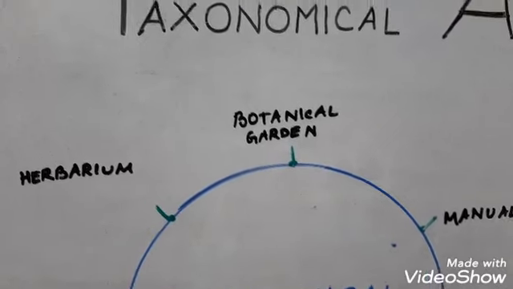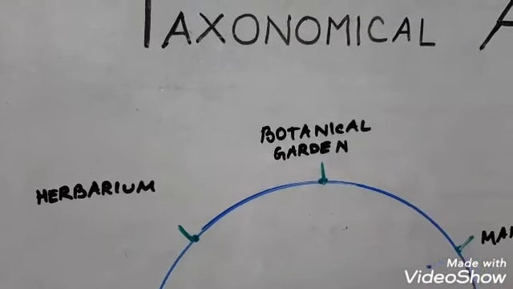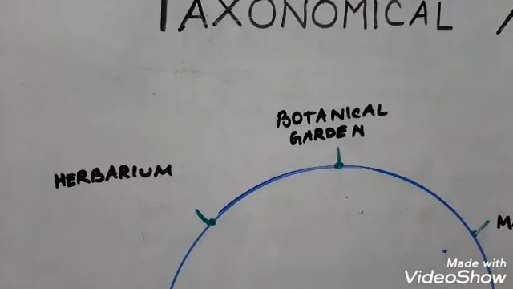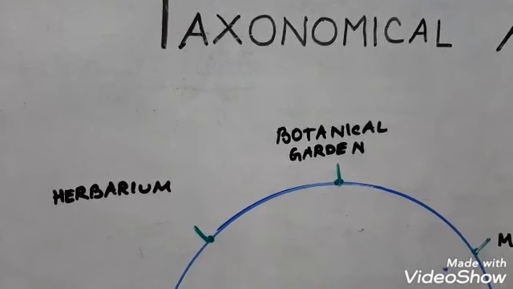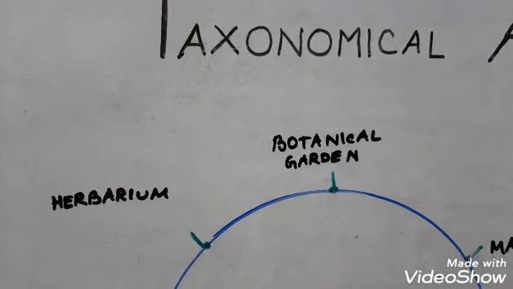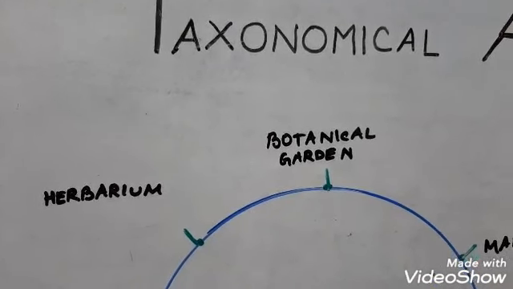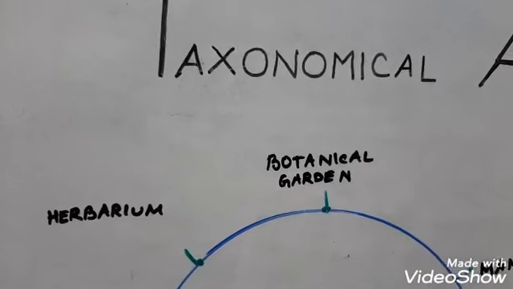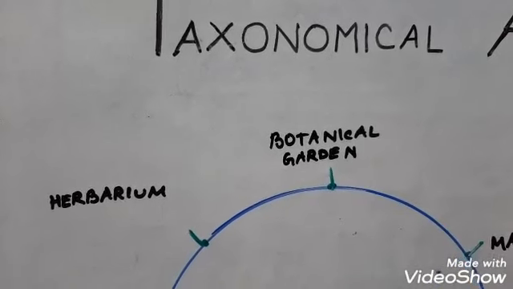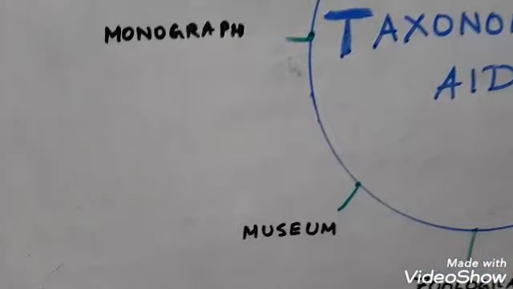Now, what is the role of a botanical garden? In a botanical garden, recreation facilities are provided to people. A wide variety of plant species grow there, so they provide ready-made materials for research. They also improve the environment, provide greenery to the place, create a pollution-free environment, and also serve as habitat for animals. Next comes the museum.